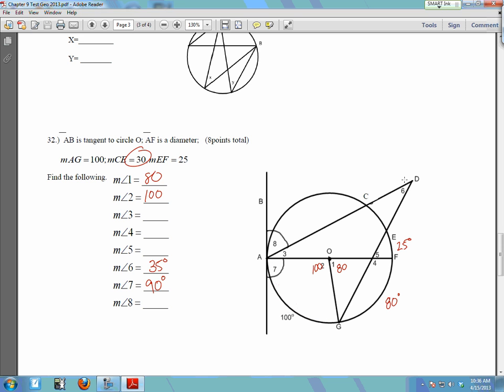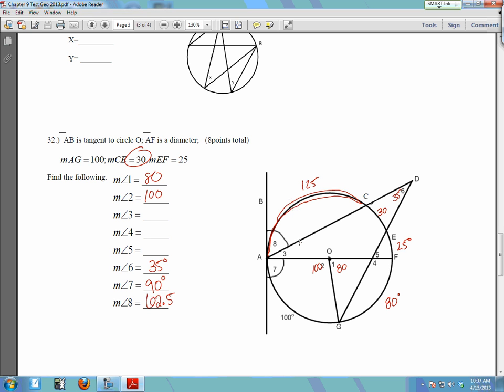This is 100. This ends up being 35. This was 30. If that's 30, that's 25. That's 55 total. So all 3 of these arcs, that red one, this one 30, this one 25, they should all add up to 180. So if that's 55, what's this going to be, 125? Now angle 8 is an inscribed angle, so it's going to be half that red arc that it intercepts. So half of 125 is 62.5. So angle 8 is 62.5.